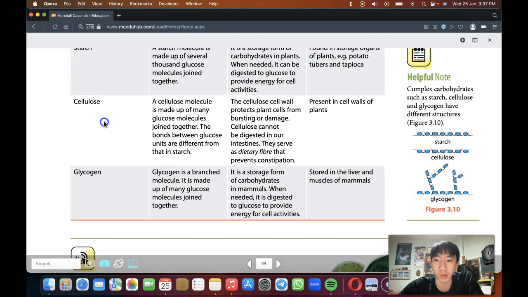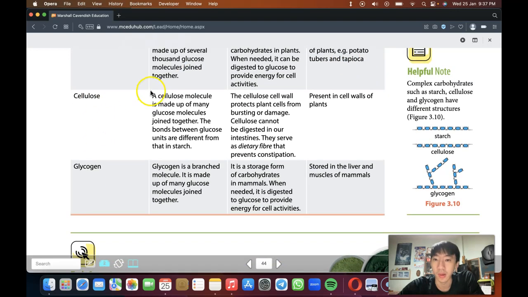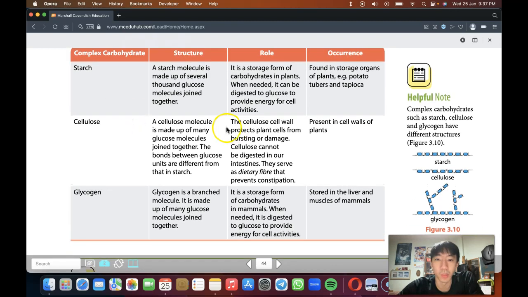Okay, then let's talk about cellulose. A cellulose molecule is made up of many glucose molecules joined together. The bonds between glucose units are different from that in starch. The cellulose cell wall protects plant cells from bursting or damage. Cellulose cannot be digested in our intestines. They serve as dietary fiber that prevents constipation. They are present in the cell wall of plants.